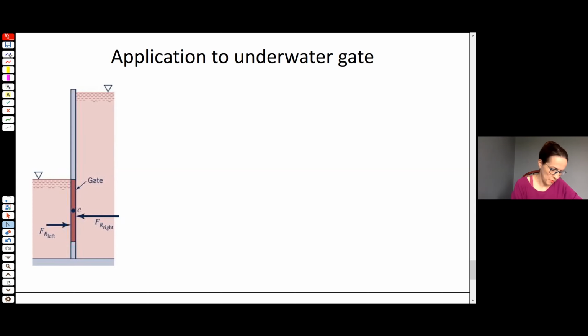So we can sum moments around, let's call this point O1. Let's call this point O2. We've got depths H1 and H2. Sum moments around, let's say O1.